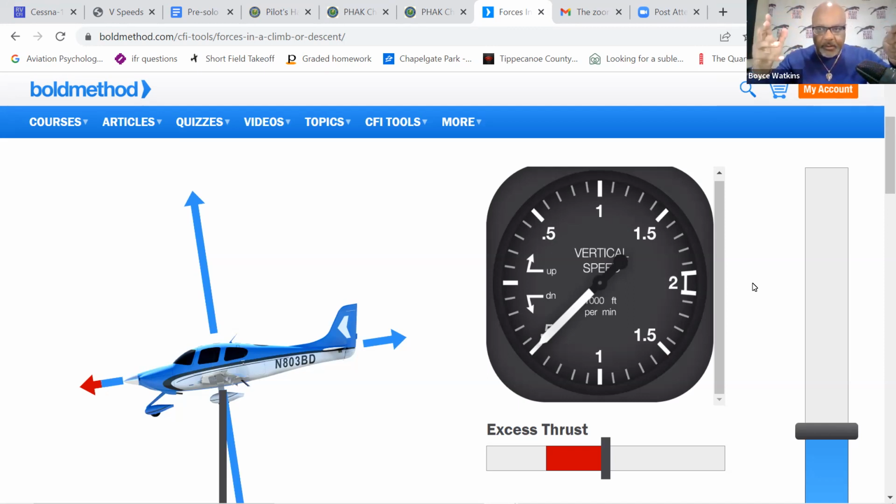Yeah, because if we start climbing, our airspeed starts to slow down if we pitch up too much. So you're just preventing that airspeed from getting too slow. And if it gets too slow and we're pitched up, we risk a stall. Is that right? Yeah. Okay.